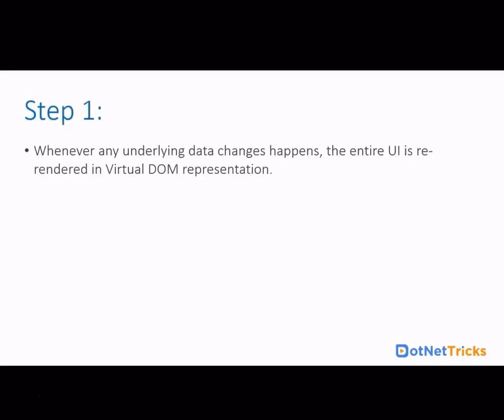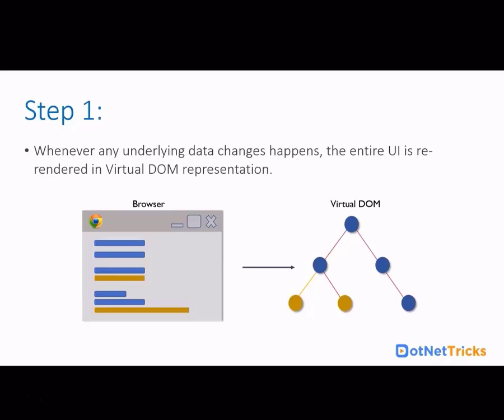Step 1 says that whenever any underlying data change happens in the UI element or the DOM, the entire UI is re-rendered in the virtual DOM representation rather than re-rendering into the HTML DOM. So this is the virtual DOM. Let's say the change happens somewhere in this node where the yellow color is displayed. So only these changes will be re-rendered in the virtual DOM rather than re-rendering the entire DOM representation.